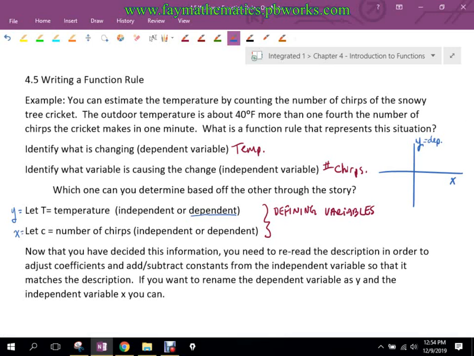If I use T and C, all I do when I graph this is relabel this axis as the T axis and this axis as the C axis, and we're good to go. But either way I go, if I use X's and Y's or T's and C's, in some application I have to understand which axis is the dependent variable, which axis is the independent variable, and how those relate to my definitions of my variables.